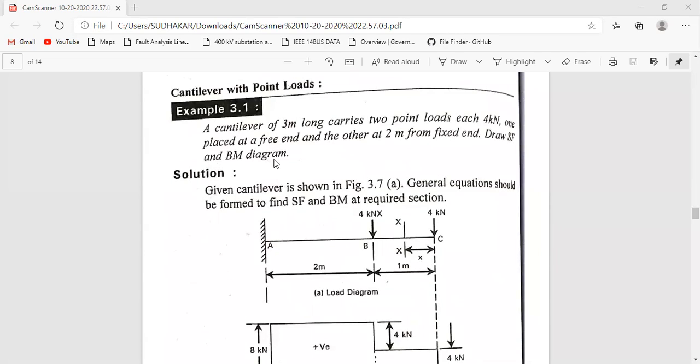So how to draw? We have to draw a cantilever beam which has a length of 3 meters. 2 point loads will be there, 4 kilonewtons at the free end, another 2 meters from the fixed end. So the two loads will be the same, 4 kilonewtons each. One load will be at the free end, one load will be 2 meters away from the fixed point.